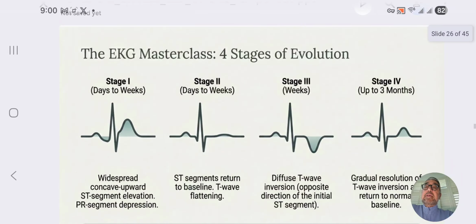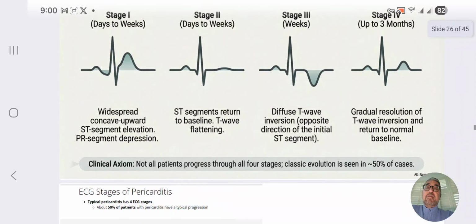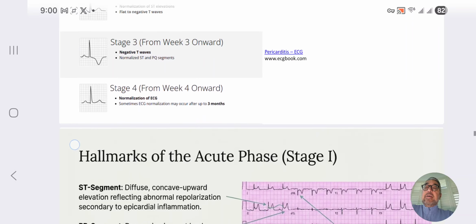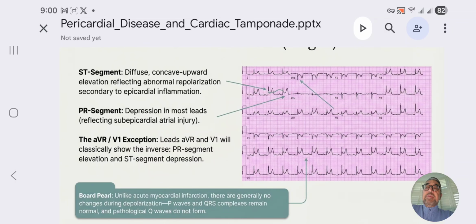Now, EKG shows 4 stages of evolution, although not present in every patient. Stage 1 is widespread concave upward ST elevation. Stage 2, ST segments return to baseline. Stage 3, diffuse T-wave inversion. Stage 4, gradual resolution. Now, the ST elevation should be differentiated from STEMI as well as early repolarization.